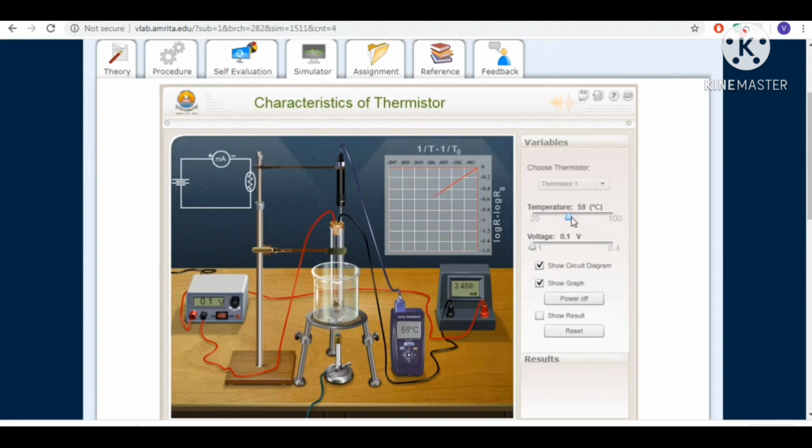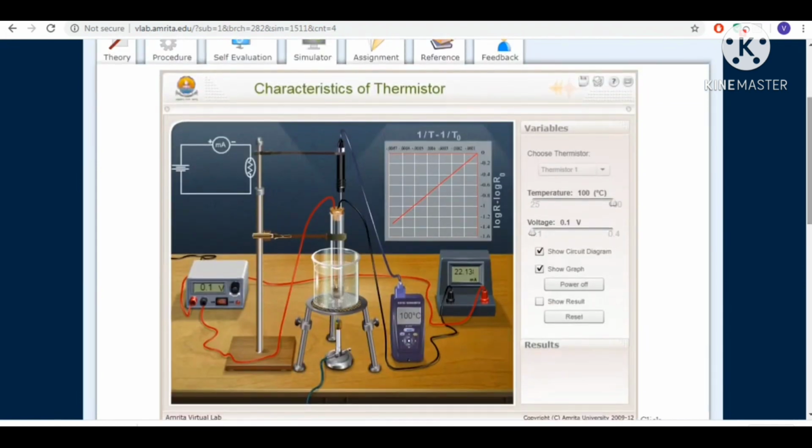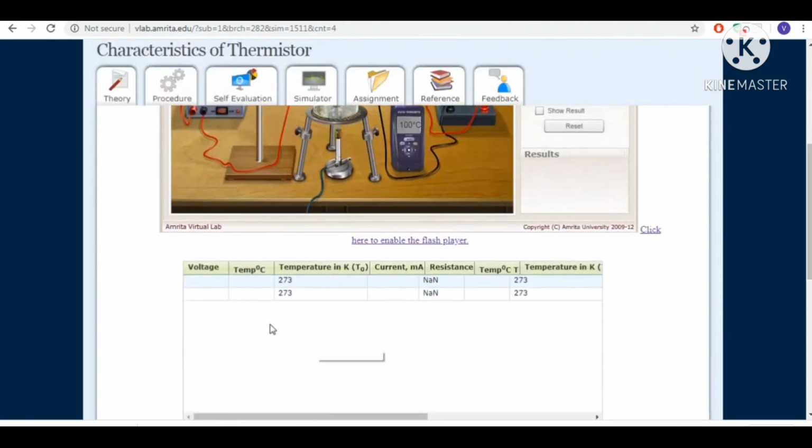the graph will be plotted. By now you have noted all the values. You will enter the values in the observation table in your notebook, or otherwise you can enter the values here also. The benefit of this table is that all the formulas are inbuilt. You only put in the values of current and temperature, and it will be calculated automatically. For example, I put the temperature as 25. Now it has changed to Kelvin. Current was 1. Automatically the resistance is calculated.